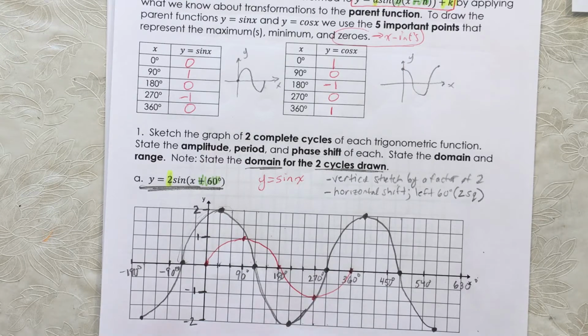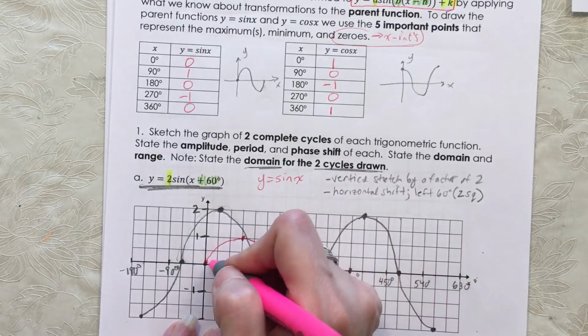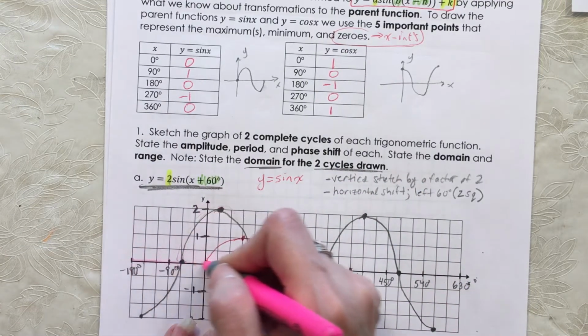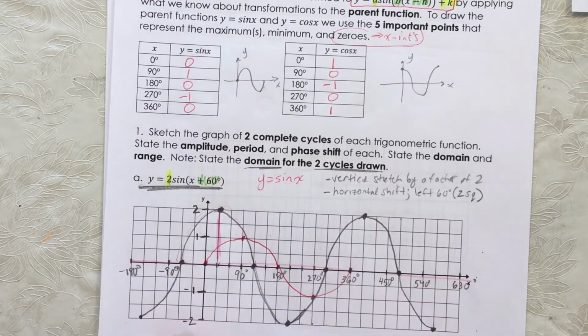Now I have to do the amplitude. So the amplitude, again, if you remember, is the distance from the central axis, which is still at 0, to the maximum. So this time it's 2.